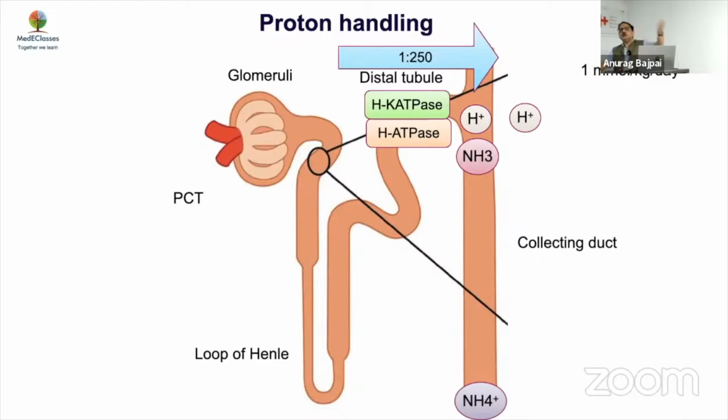So if you are losing bicarbonate while you are still acidotic, there is a problem, which means there is a proximal RTA. If you are not able to increase ammonia production while you are acidic, it means there is an acidification defect. So this is how it happens.